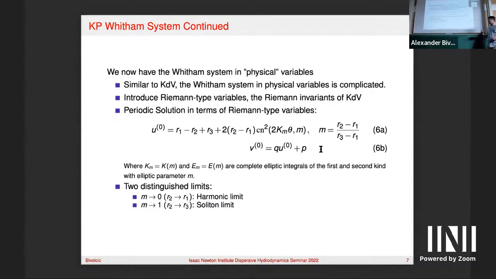Right? And then there are two generally distinguished limits. You have the harmonic limit when your elliptic parameter goes to 0, the soliton limit when m goes to 1, and there was subsequent work that was done with these two limits in the KP-Whitham system.